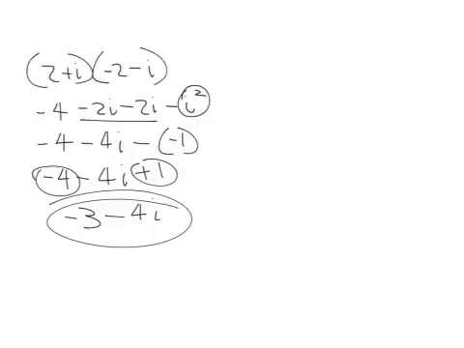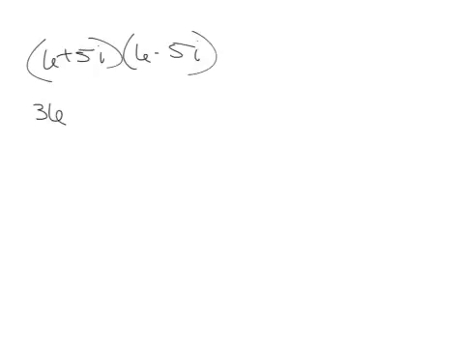Alright, so let's see here what we've got. D is the last one in this particular kind of example, and I want to do it just because it's kind of weird. So they're multiplying conjugates. First, outside, inside, last.